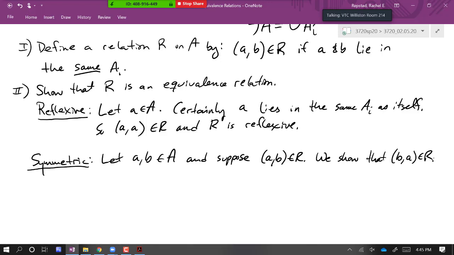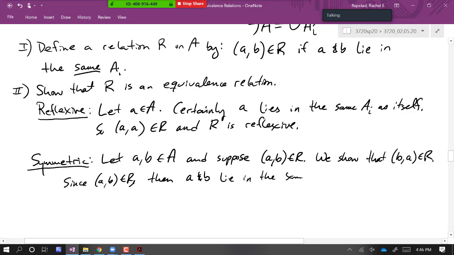So AB is in the relation. What does that mean? What does it mean to be related? How did we define it? A and B would have to lie in the same A sub I by definition of the relation. Yep. And if A and B lie in the same A sub I, what can we say about B and A?